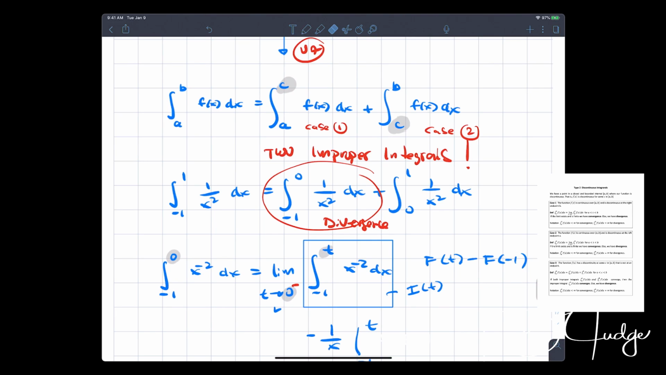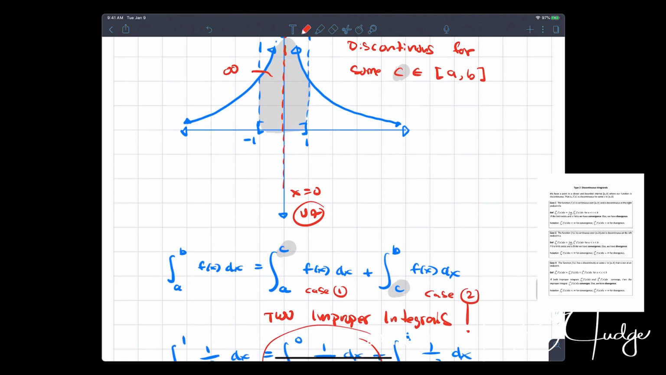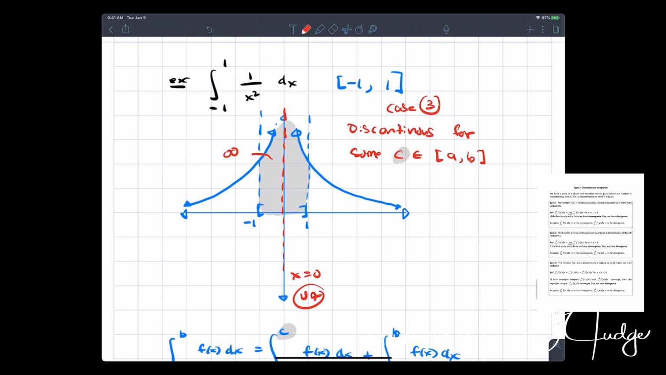We don't care about the next integral because, well, once you have divergence, the area blows up. There's no way you're going to actually recover that area here, okay? So here's the answer. This is divergent.